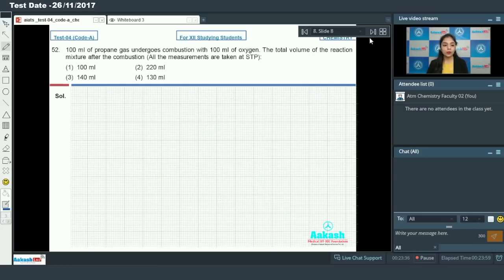So moving on to the next one, we have question number 52, which says that 100 ml of propane gas undergoes combustion with 100 ml of oxygen. The total volume of the reaction mixture after the combustion is. So write the reaction between propane gas and oxygen. The propane gas is C3H8, which is undergoing combustion, so the products will be carbon dioxide and water.